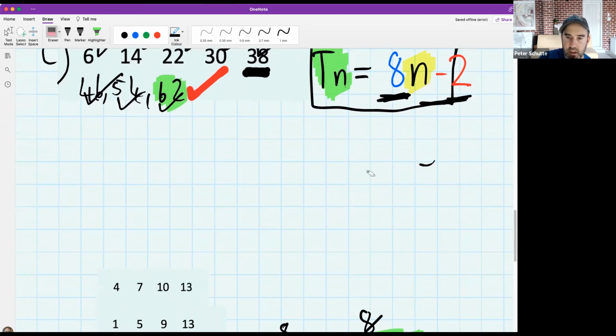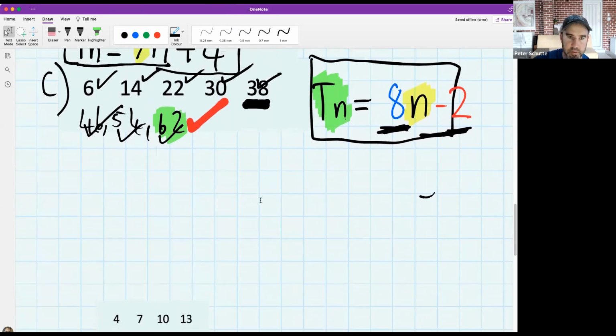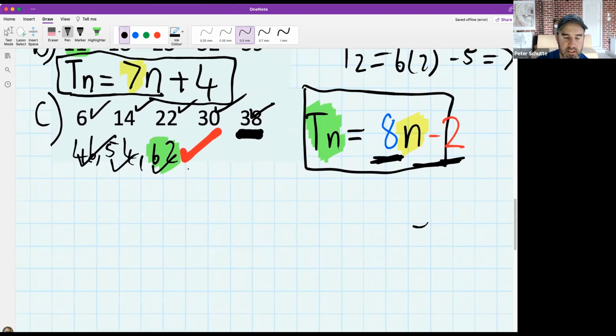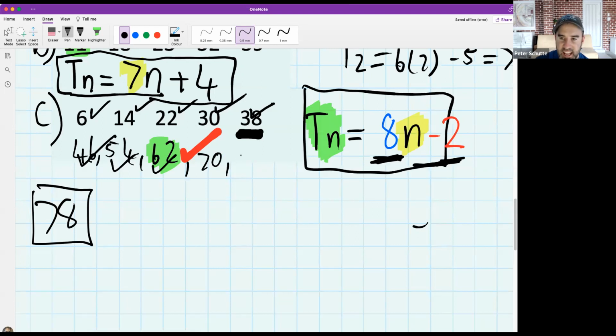So instead of using the number 62, I'm going to ask you, is the number 78 in this pattern? I think most of you can see that because if you add 8 more, you get to 70. And then if you add 8 more after that, you get 78. So I don't think it's too difficult, we don't need to debate. 78 is definitely in this list.